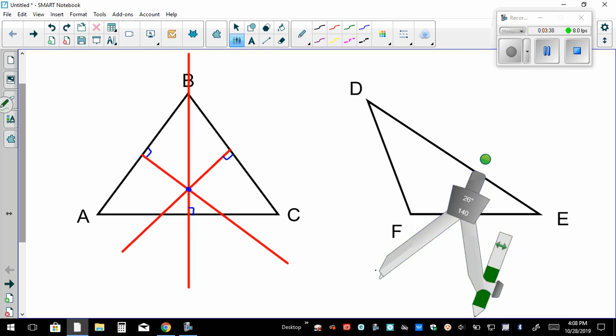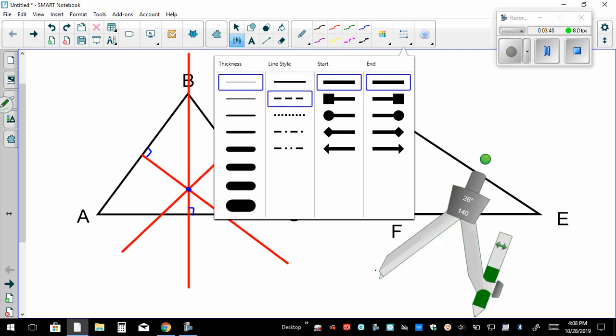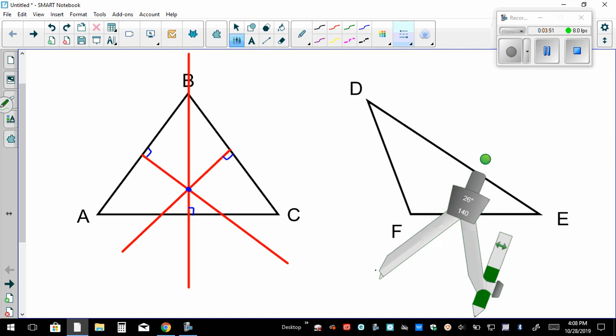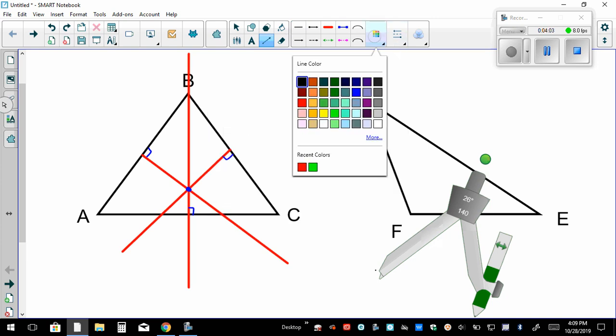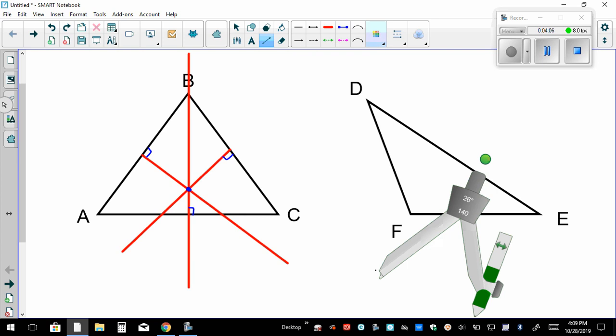I'm going to draw a line from C to the circumcenter. Well, let's do it this way. I'll draw a good line for you. I need my line tool. There we go. All right. So we're going to draw a line from C to the circumcenter, right there. Okay. And we're going to draw a line from A to the circumcenter there. And then you've got from B to the circumcenter there.